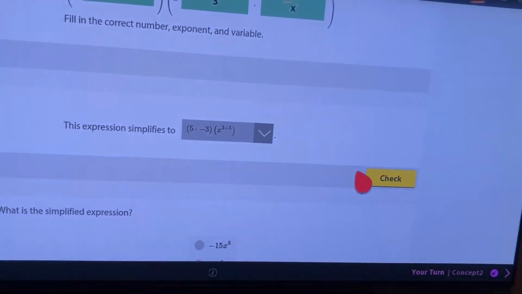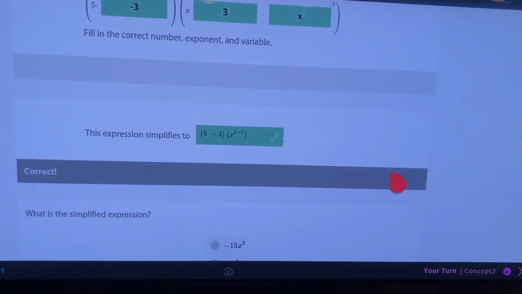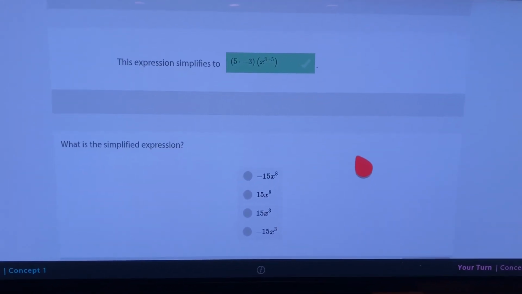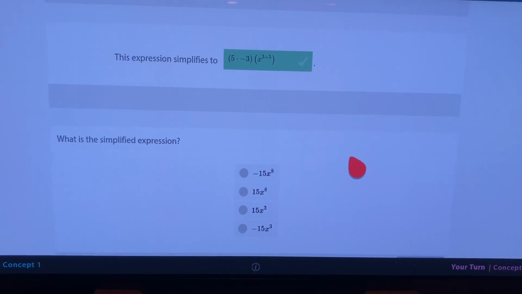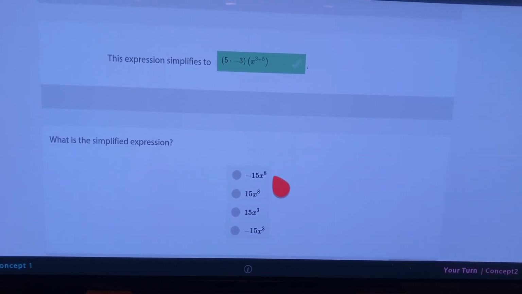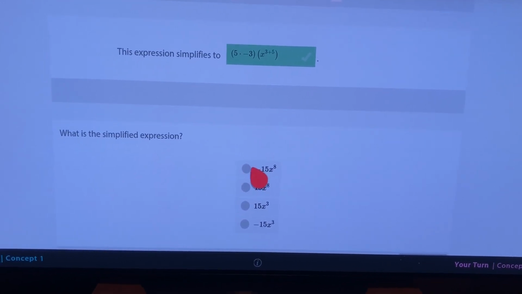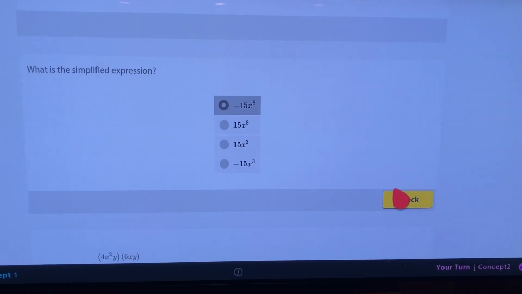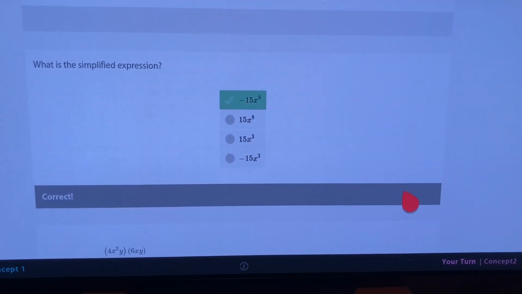Let's see if we're right. Okay, and that's correct. So now when I do that, I multiply 5 times negative 3, which is negative 15, so it'll either be the first one or the second, or the fourth one. And then 3 plus 5 is 8. So we try that. And that is correct.